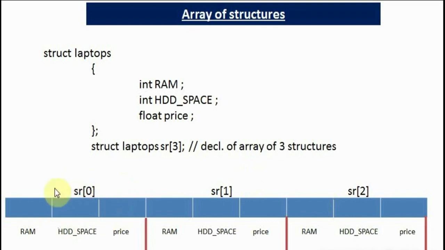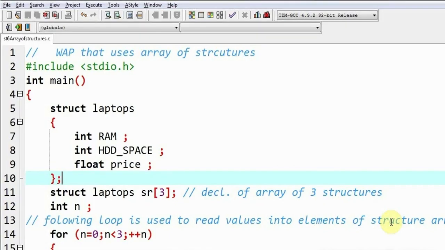So the first element of the structure array is SR0. It has its own copies of RAM, HD space and price. SR1 has its own copies of RAM, HD space, price, and SR2 has its own copies of RAM, HD space and price. So we were not required to declare RAM, HD space, price, these members separately for SR0 or separately for SR1 or SR2. They were declared only once.